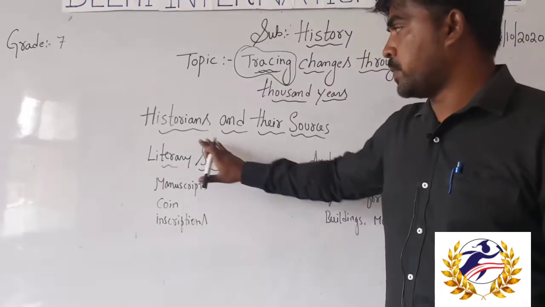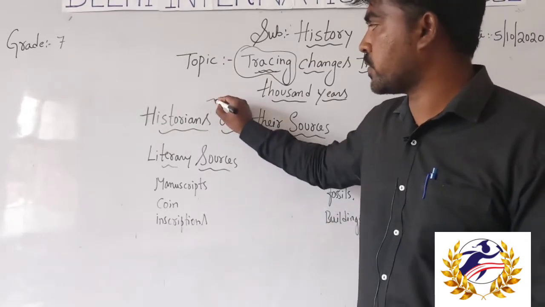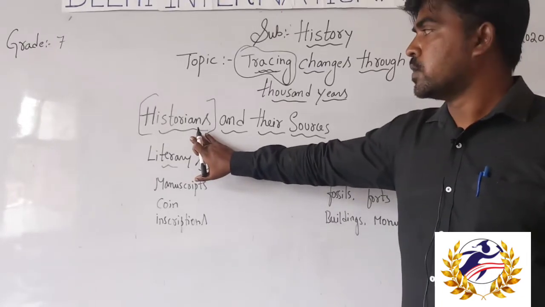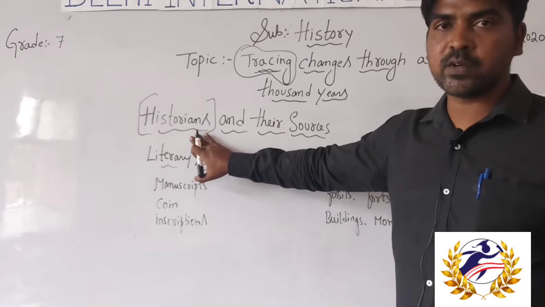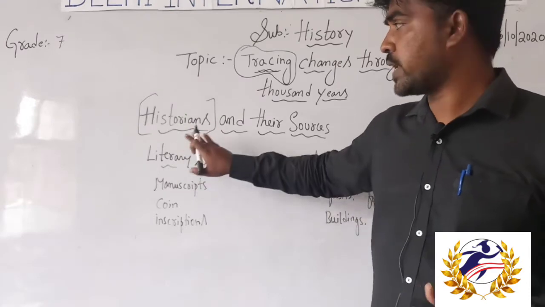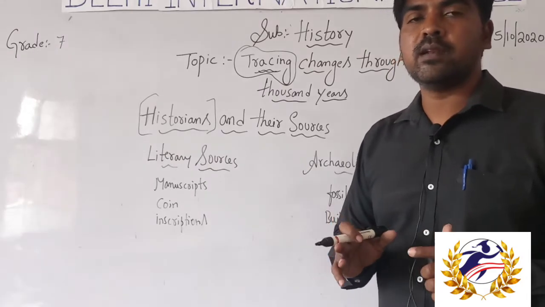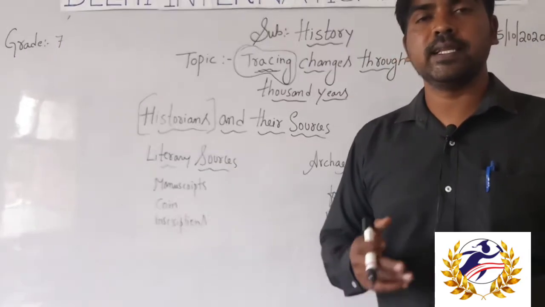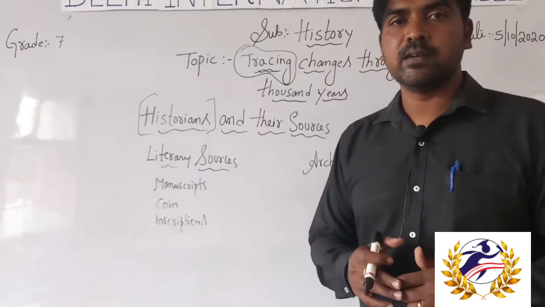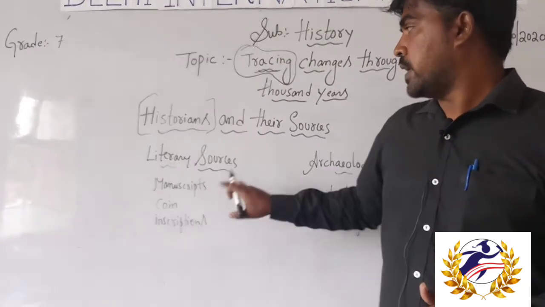Students, the next concept will be the historians and their sources. What is the meaning of historians? A person who records the information about the past is known as a historian. Once again, a person who is involved in research and collects the documents about the past or events is known as a historian.